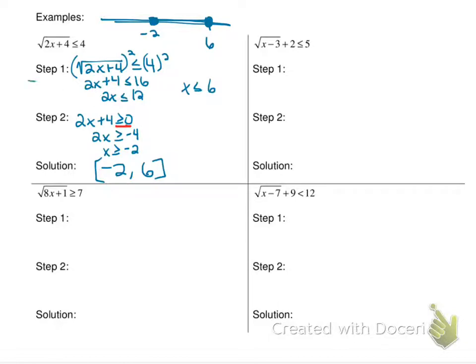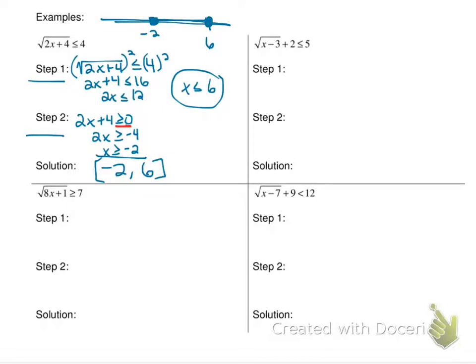So first I had step 1, and I solved the inequality and got x is less than or equal to 6. Step 2 is the part where I take the radicand and make it greater than or equal to 0. I solved that and got x is greater than or equal to negative 2. I put that on a number line and found my solution.